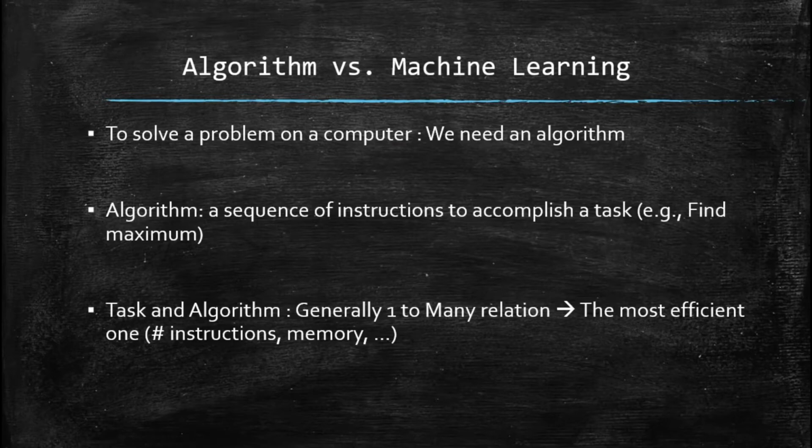There are certain tasks out there that you cannot find a straightforward algorithm for. When for a task you can come up with an algorithm, usually the relationship is not one-to-one. Basically, it's a one-to-many relation, meaning that for one particular task, you have different ways of coming up with instructions to accomplish it. You've got different algorithms to accomplish that.